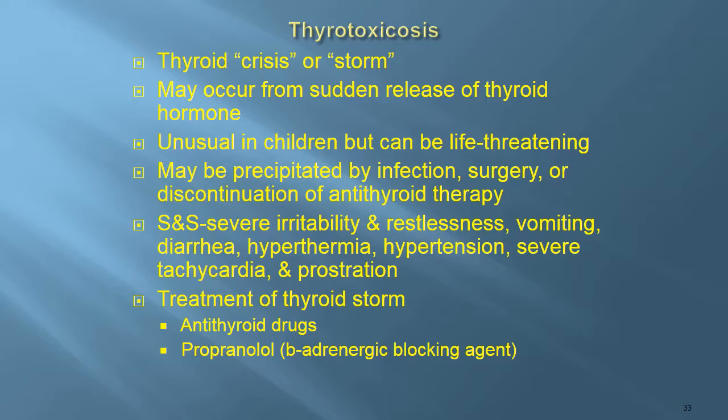Thyrotoxicosis, also known as thyroid crisis or thyroid storm, may occur from the sudden release of thyroid hormone. It is unusual in children, but it can be life-threatening. It may be precipitated by infection, surgery, or the discontinuation of antithyroid therapy. Signs and symptoms include severe irritability and restlessness, vomiting, diarrhea, hyperthermia, hypertension, severe tachycardia, and prostration. Treatment of thyroid storm includes antithyroid drugs and propranolol.